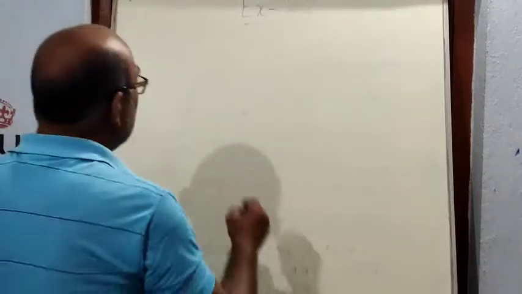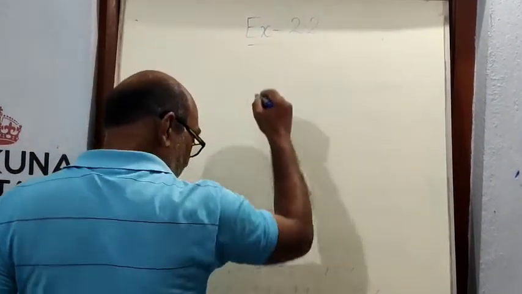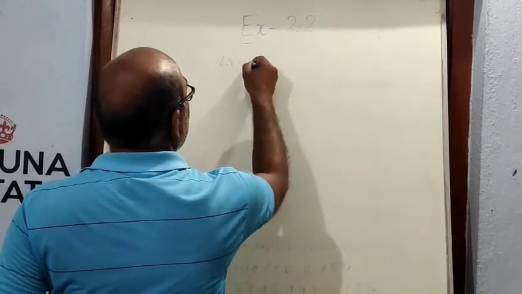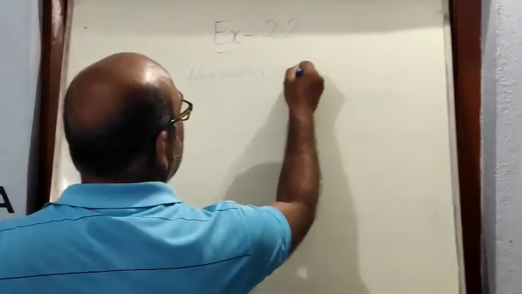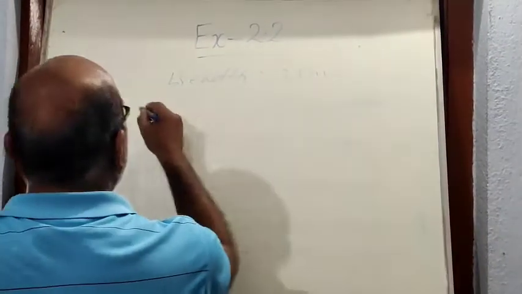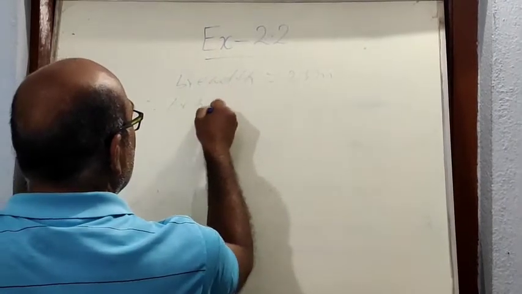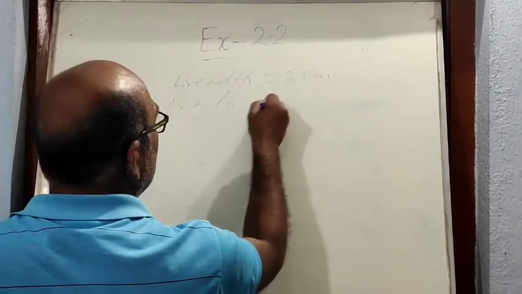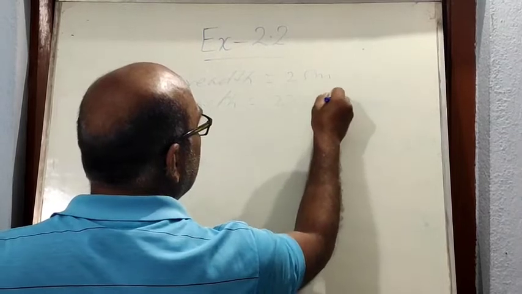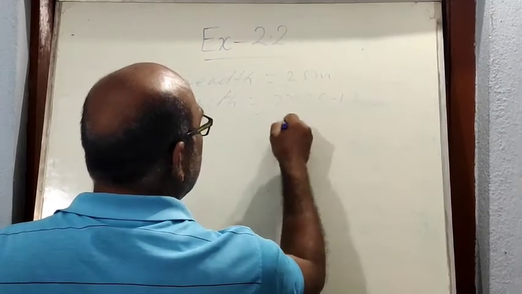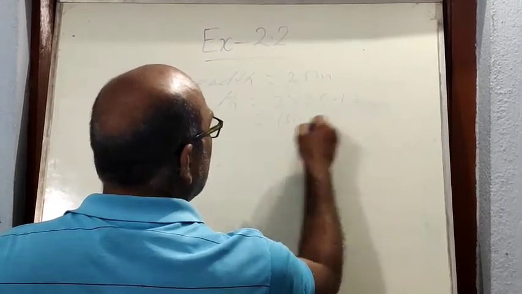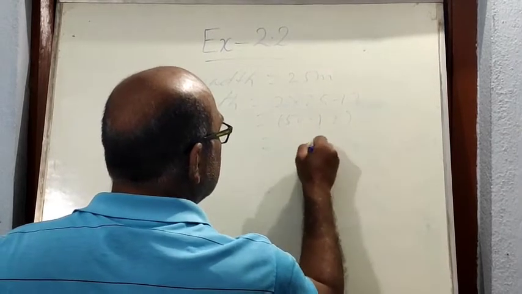Therefore breadth is equal to 25 meter, and length is equal to 2 into 25 plus 2. It means 50 plus 2, 52 meter. This is the answer.